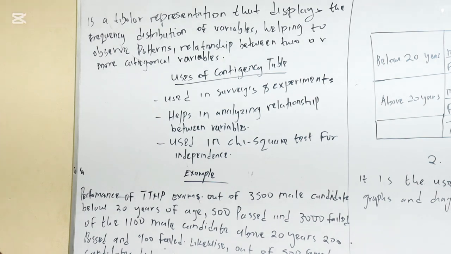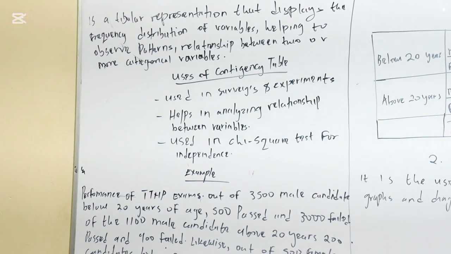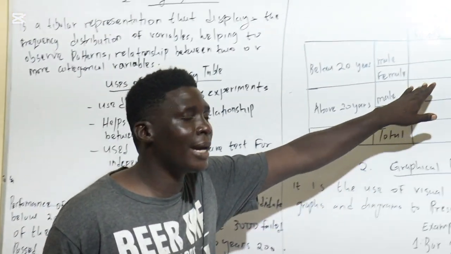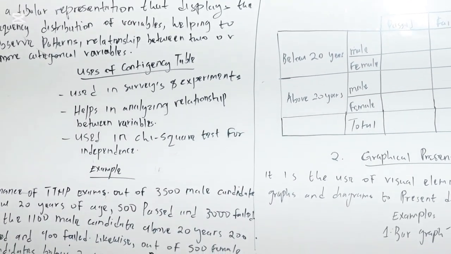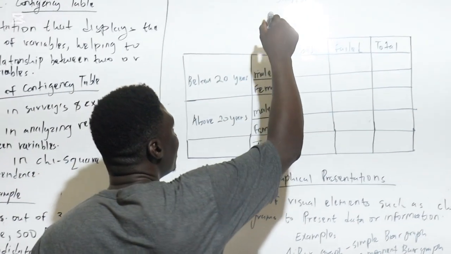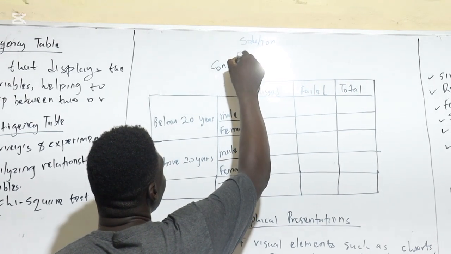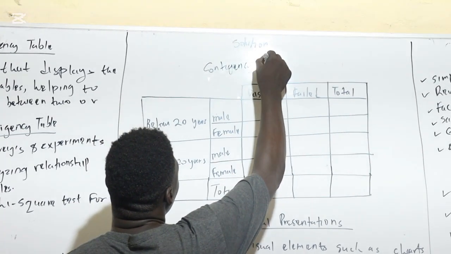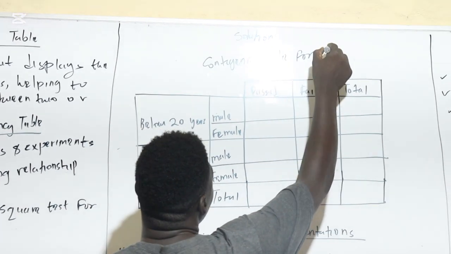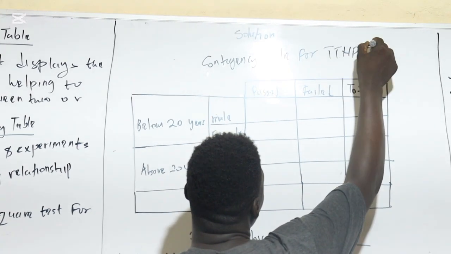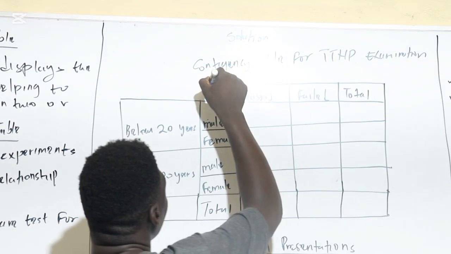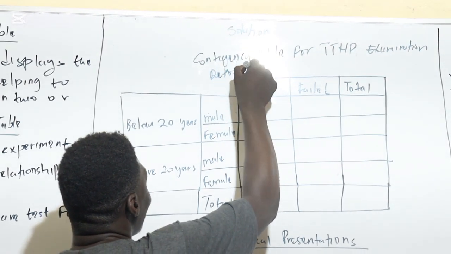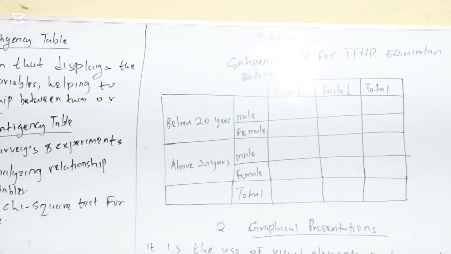So I want us to do one example of a contingency table. That's why I've done my table, but I've left it blank. I want us to fill it so that we understand how to prepare a contingency table. So here let me name it: contingency table for TTNP examination report. You see, that's my heading. They must always have a heading.